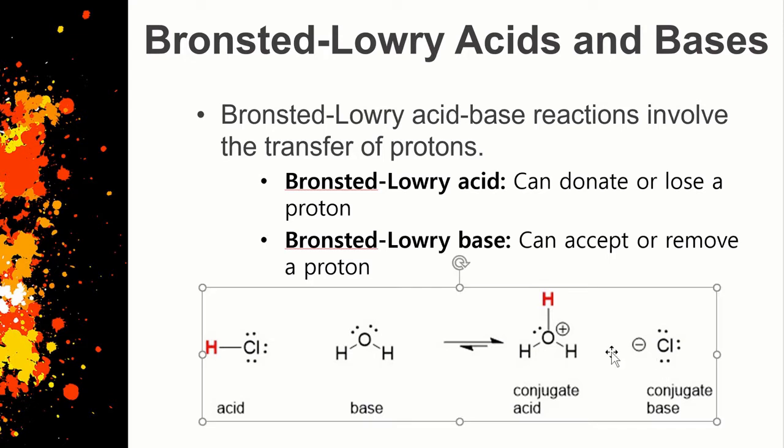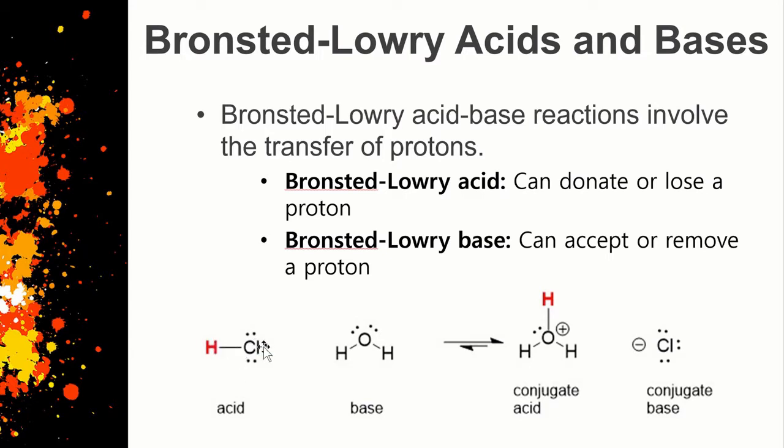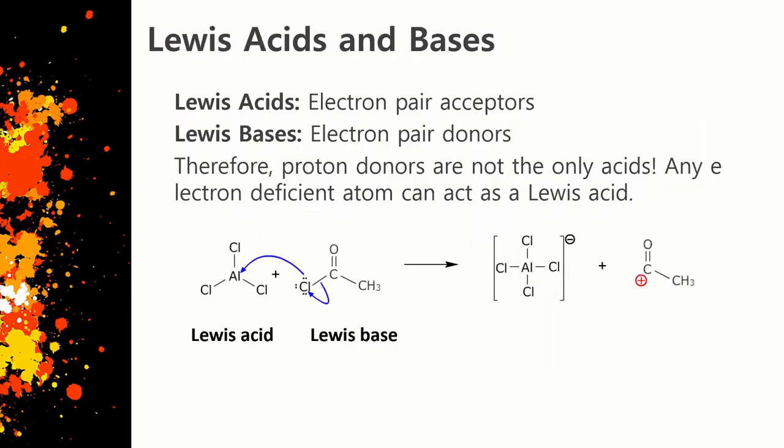So according to Bronsted-Lowry, HCl is an acid because it loses a proton, right? So we have our HCl here and it liberates a proton, and that is why it is considered a Bronsted-Lowry acid. For the base, water in this case, it can accept or remove a proton, right? So here clearly we have water, and the hydrogen that was liberated from the acid now protonates the base. And since the base accepts a proton, it is considered to be a Bronsted-Lowry base.